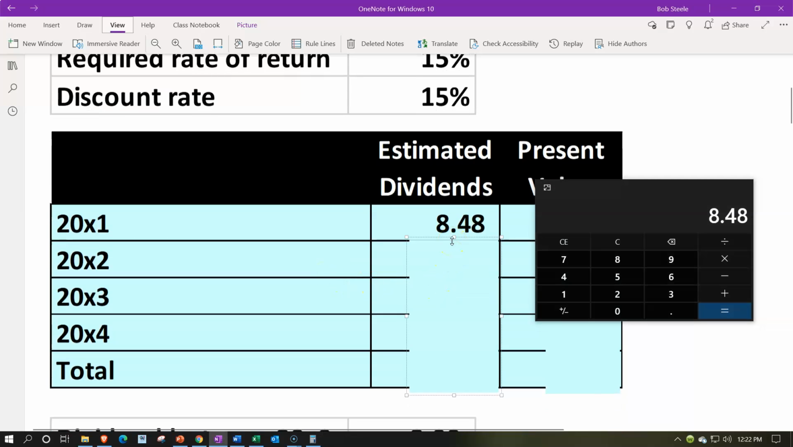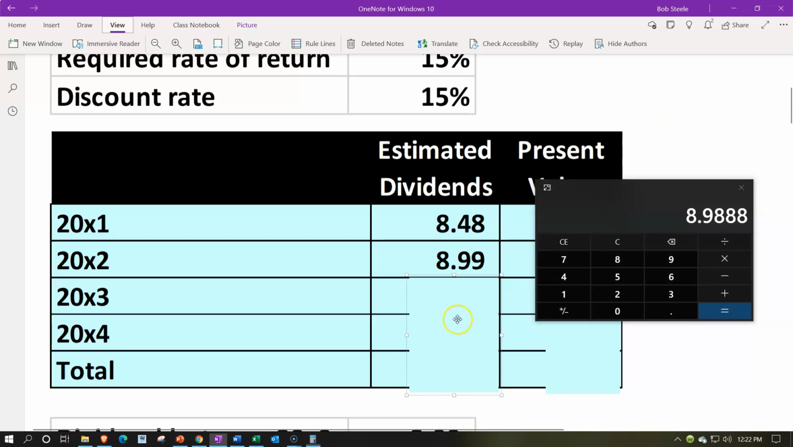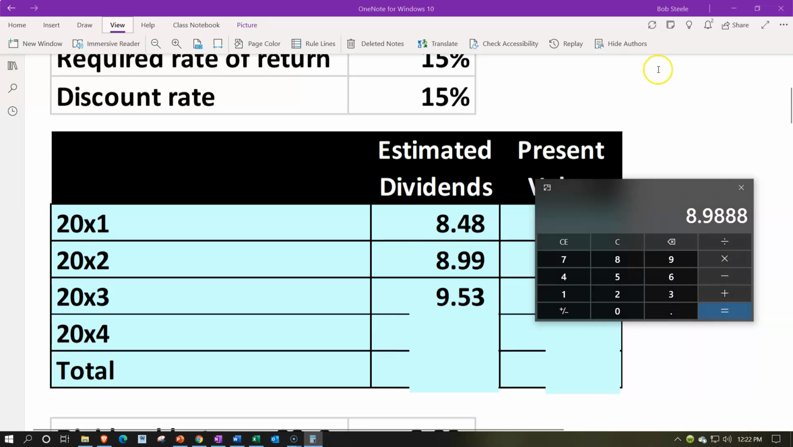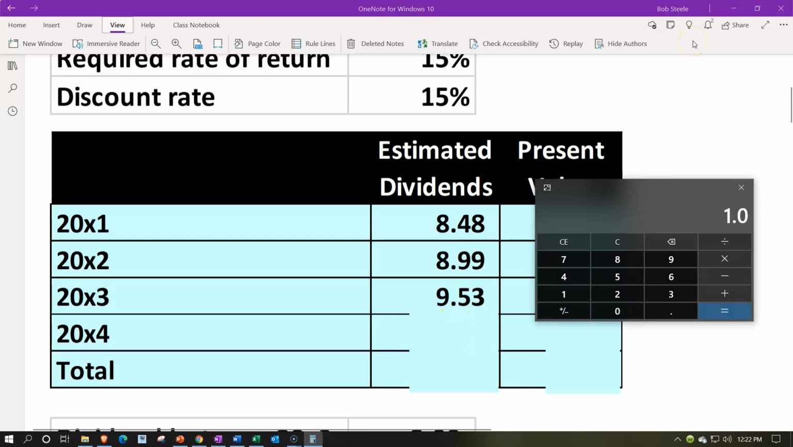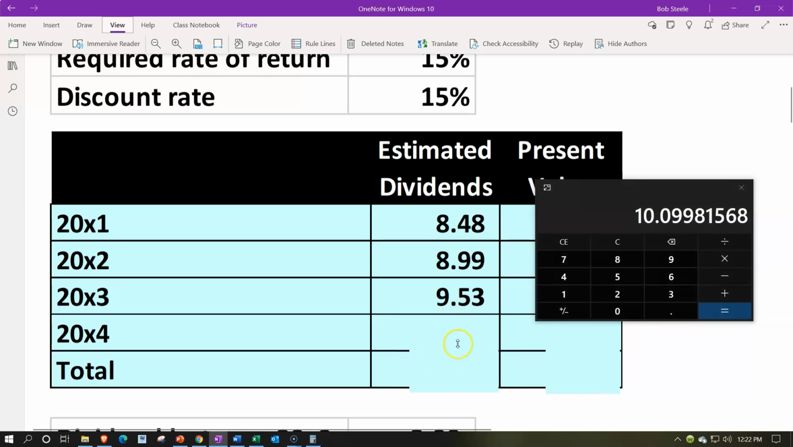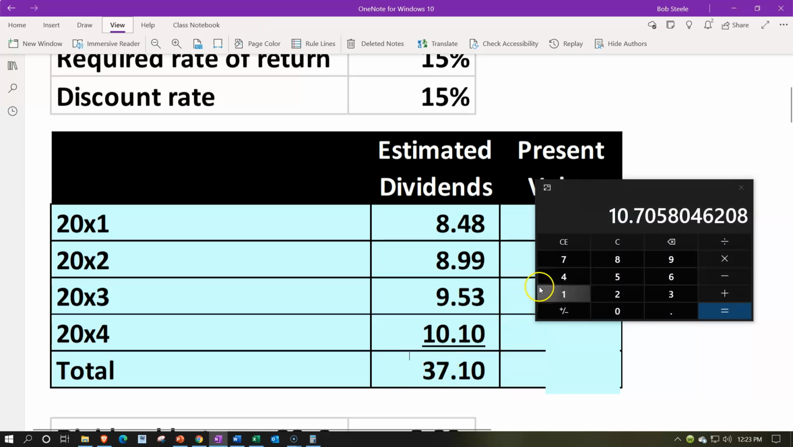Now, if we assume this constant growth for the dividends, we take the 8.48 and multiply times the growth rate of 1.06, 100% plus the 6% growth rate, and we get to about 8.99. Then if we multiply that times the 1.06, we get to about 9.53. If we multiply that times the 1.06, we get to a dividend of about 10.10. And finally, if we multiply that times 1.06, we get about 10.7. So, we didn't go that far.